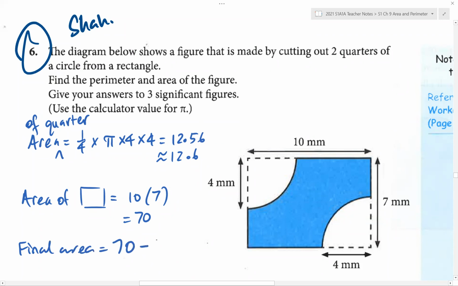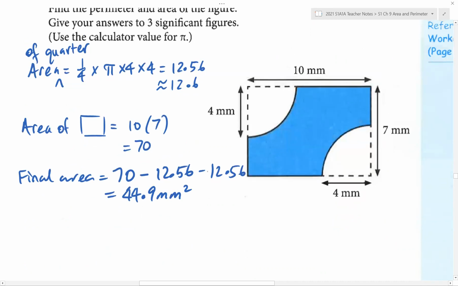70 minus 12.56. We don't use 3 significant figures here. We should use more. Minus 12.56, and you get what's this? 449? Are you sure 449? 4.9. Okay, so this is our area.